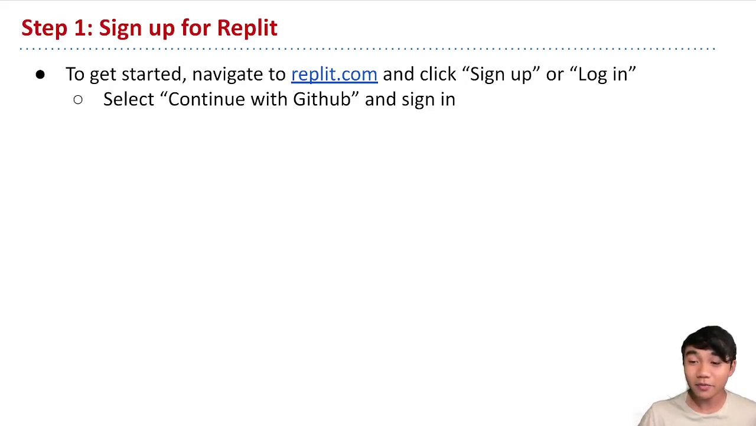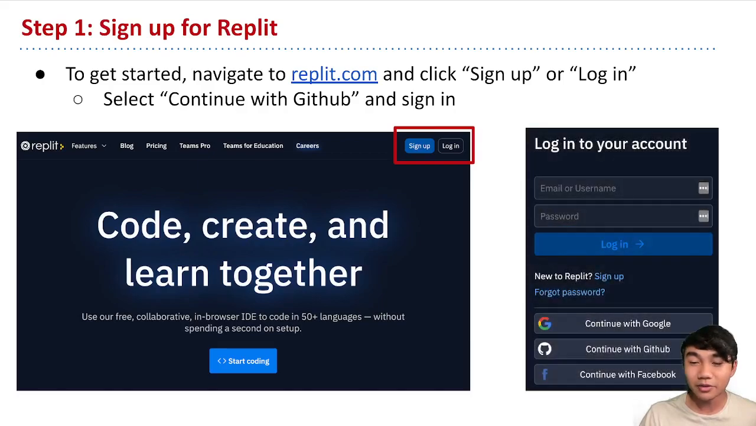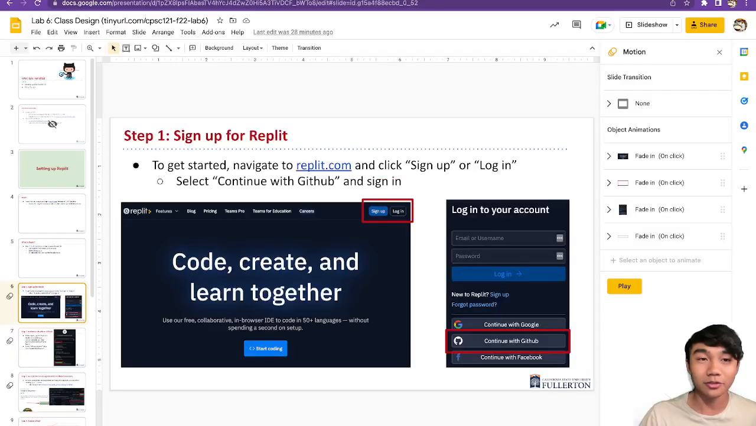So to get started with Replit, you're going to want to sign up with Replit with your GitHub account. So when you go to replit.com, you're going to see a landing page like this, and you're going to click on either sign up or log in. You're just going to make sure that when you log in, you click on continue with GitHub so that it connects to your GitHub account. I'm going to show you how to do that.